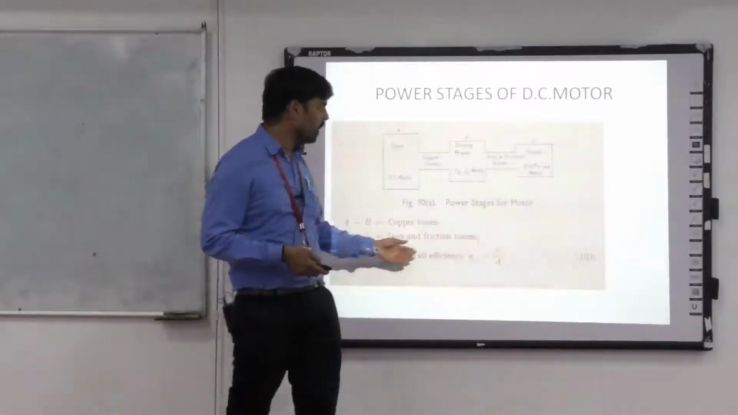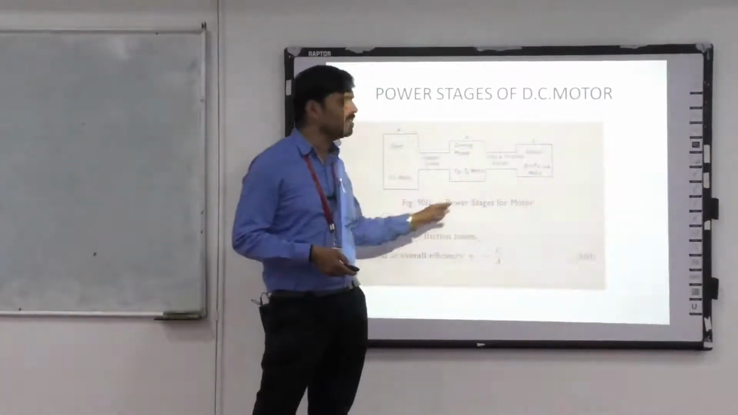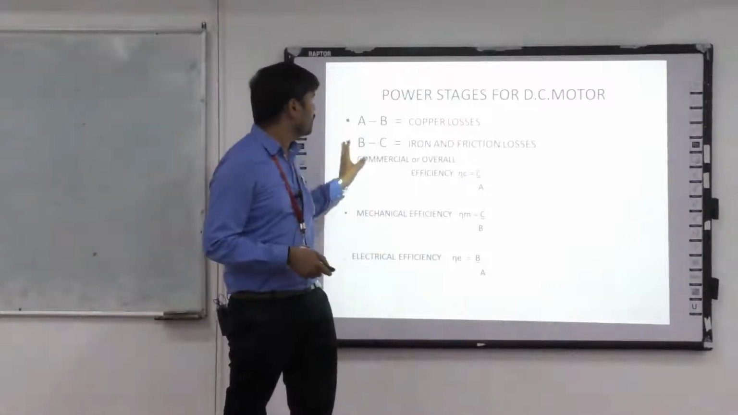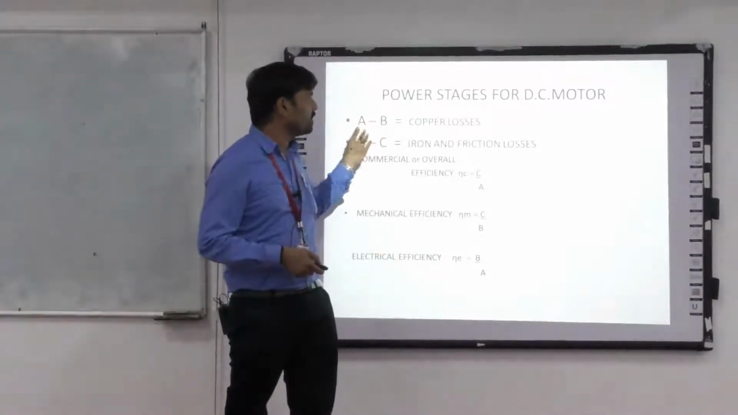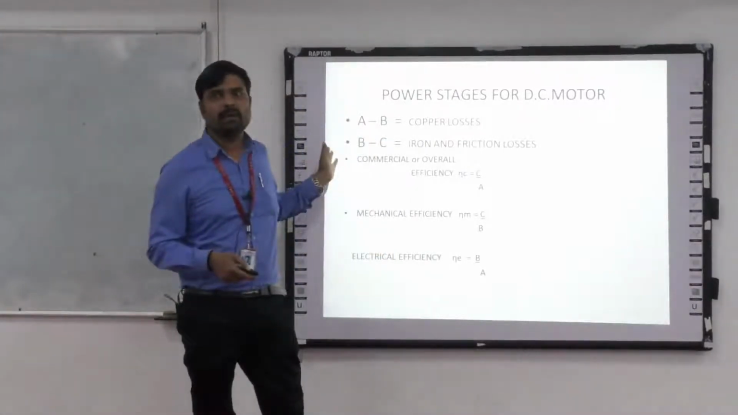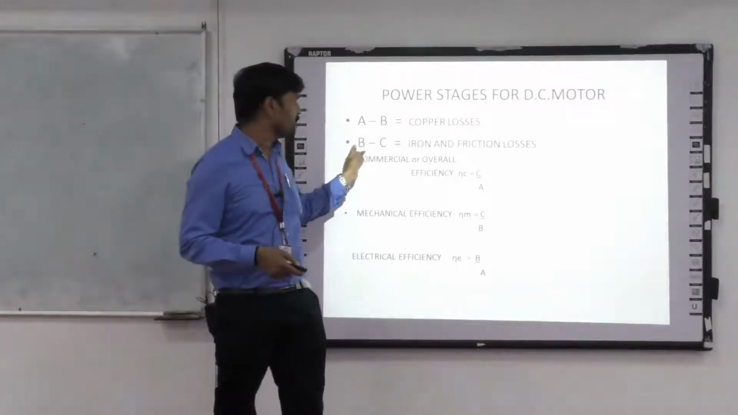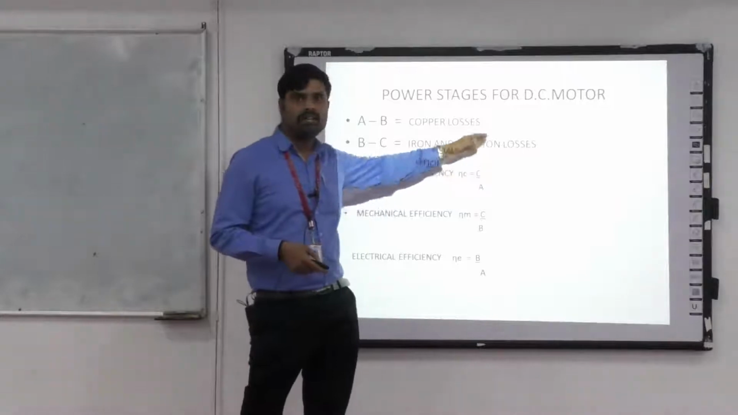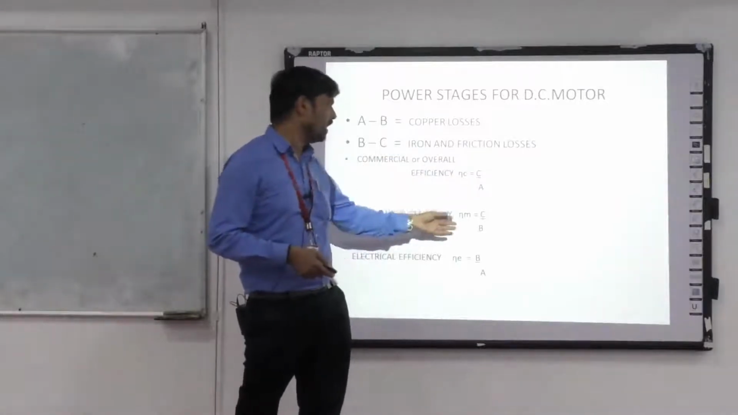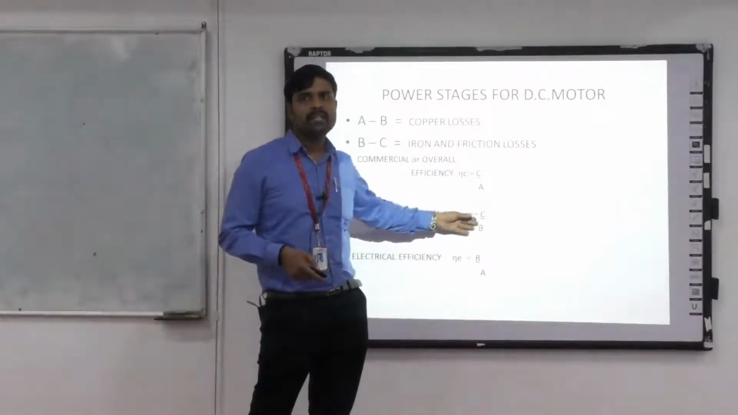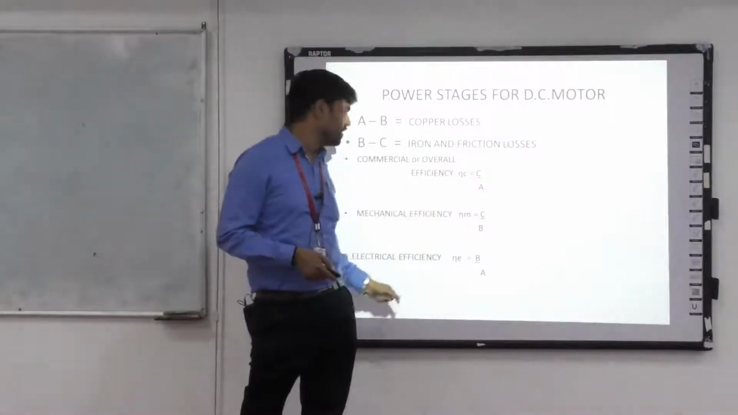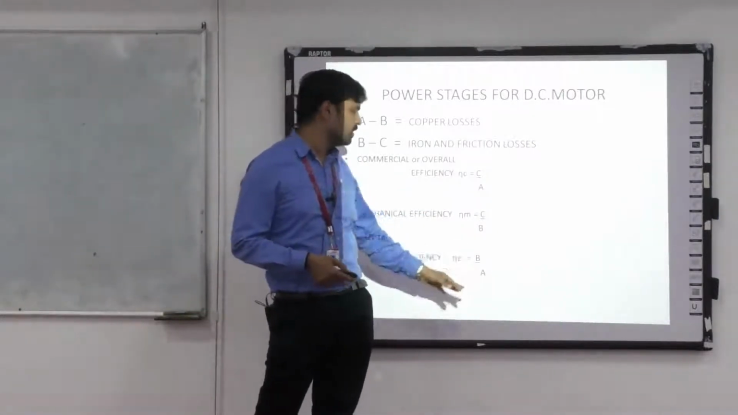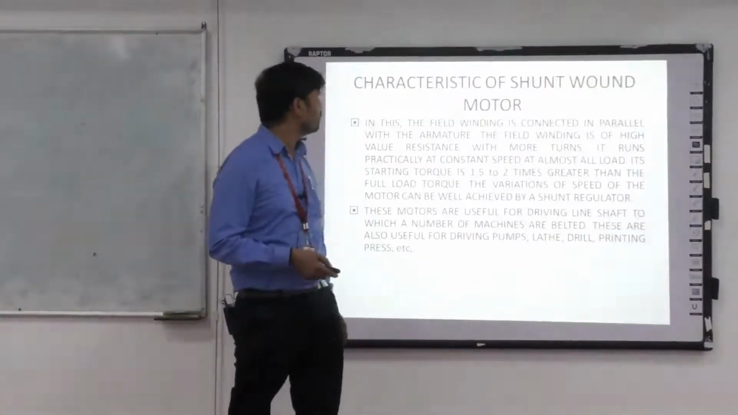If I want to find the efficiency, C by A, you can say output by input, right? If I want to find copper losses, stage by stage, you can go for A minus B. For friction losses, B minus C. Overall efficiency is C by A, output by input. Mechanical efficiency means C by B, that is the third stage by the second stage. The electrical efficiency means the second stage divided by the first stage.